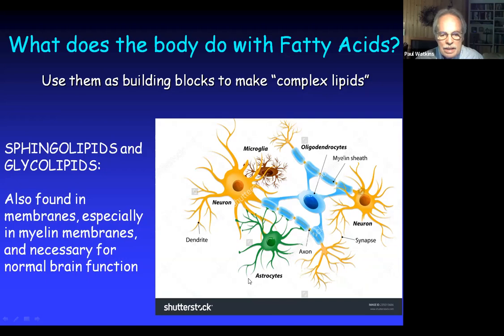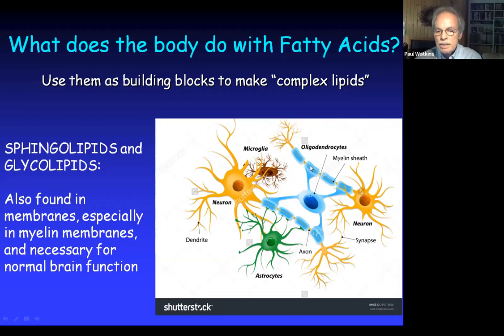In addition, in the nervous system, there are even more complex lipids than phospholipids. And these are called sphingolipids or glycolipids, and there are several other species of complex lipids. And these are very important for normal nervous system function. They're found in the membranes of a lot of the cells in the nervous system, the neurons and oligodendrocytes. Neurons generate the electrical signals, which propagate through axons or the wire of a nerve cell. And those send the signal to other neurons by connecting to them. And the signal gets propagated down their axon and so forth.